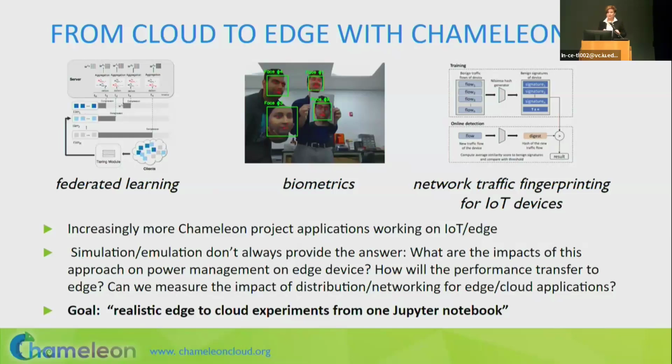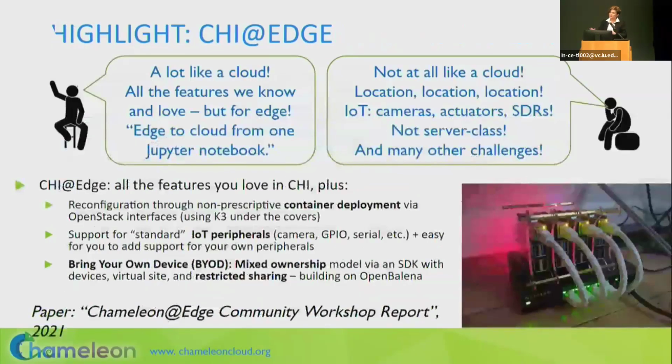So we started looking into providing edge capabilities and went through multiple iterations of what this looked like. And we had a bit of a debate because most of our users would say, we just want exactly what Chameleon is right now, just for edge, right? So we want it to look a lot like a cloud, and we want to be able to structure experiments from edge to cloud from one Jupyter notebook. But then, of course, it's not a cloud.